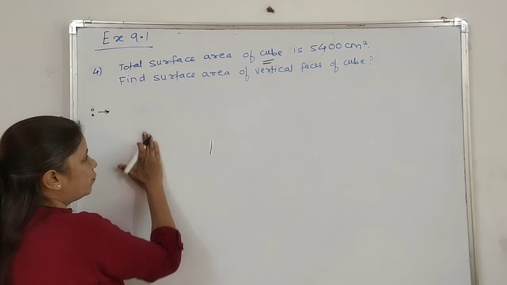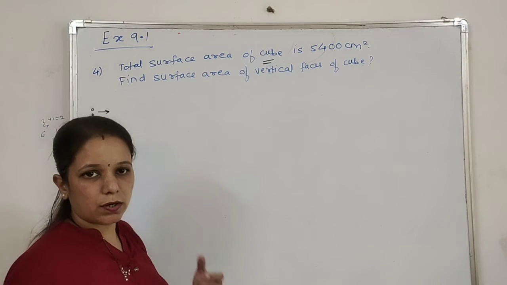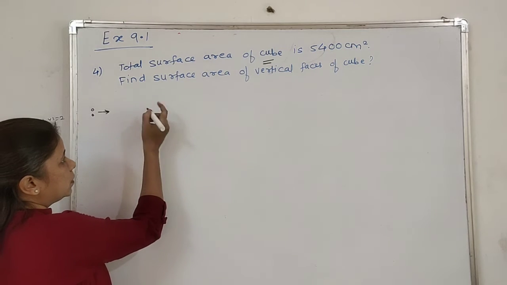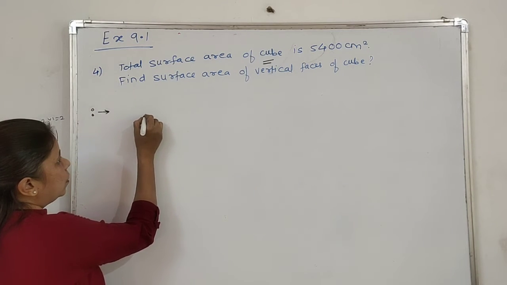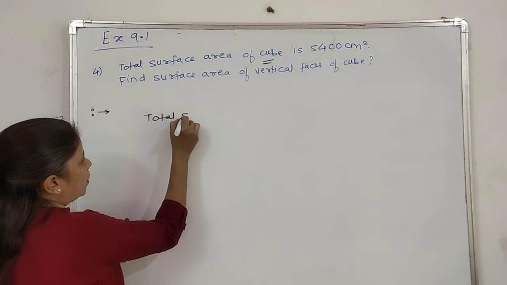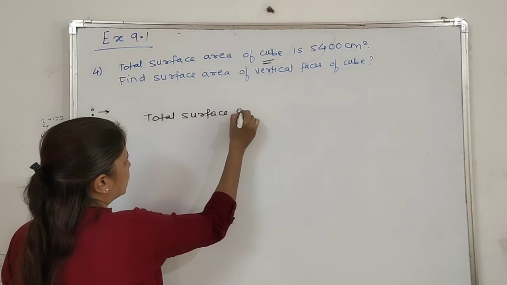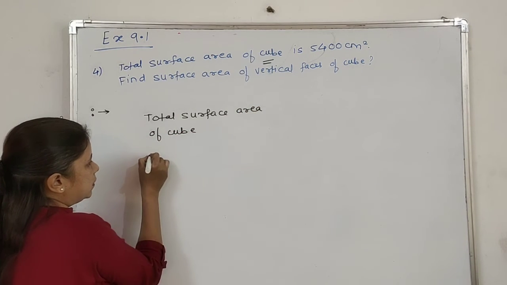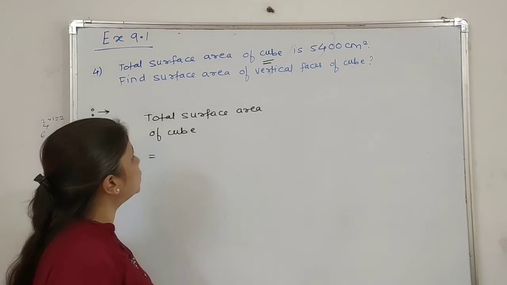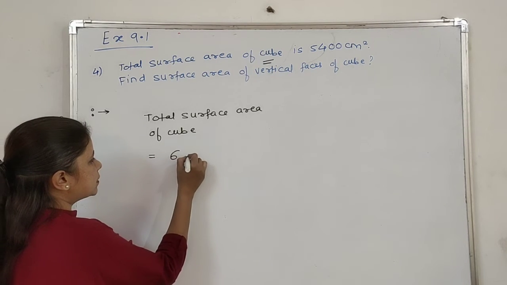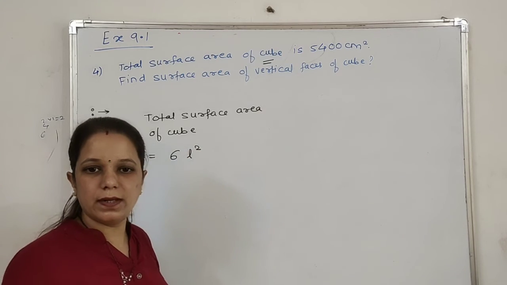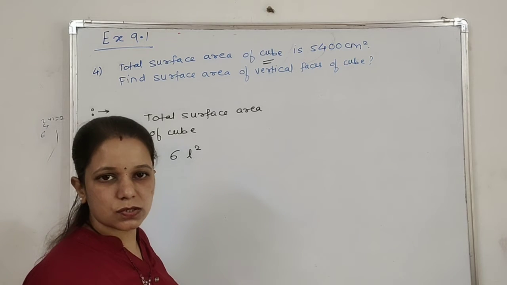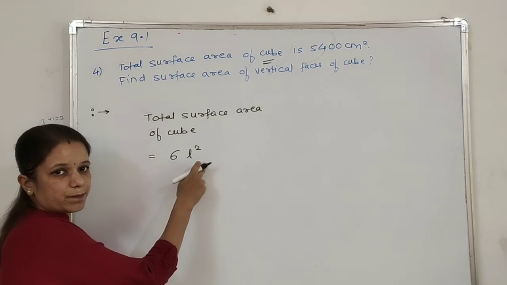Okay. No need for the figure, because here you are not required to find length or breadth or height. Now here we will directly write the formula. Total surface area of cube is equal to, the formula for total surface area of cube is 6L square. For cube, length, breadth, height all are same. Total we have 6 surfaces, so formula is 6L square.